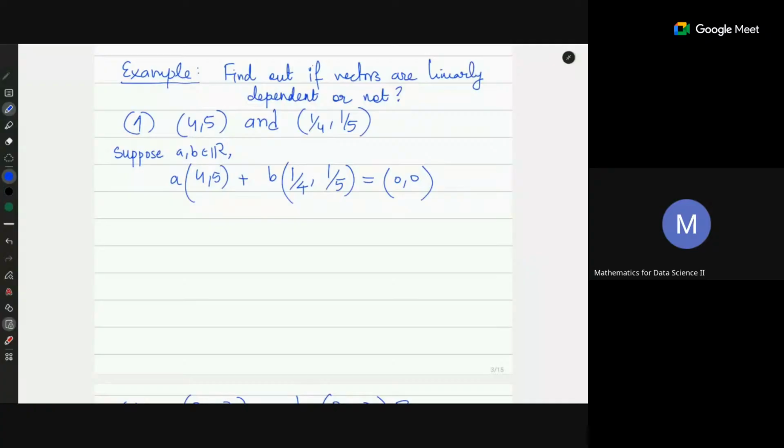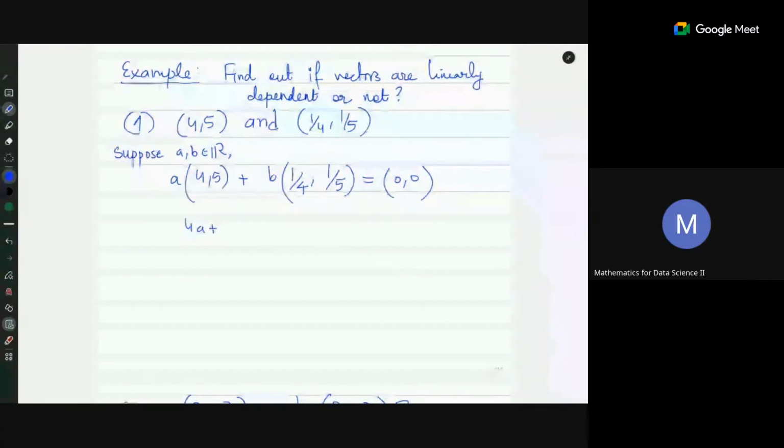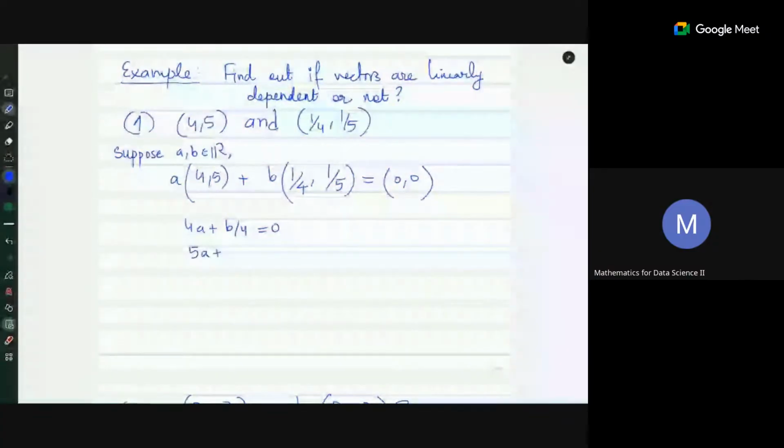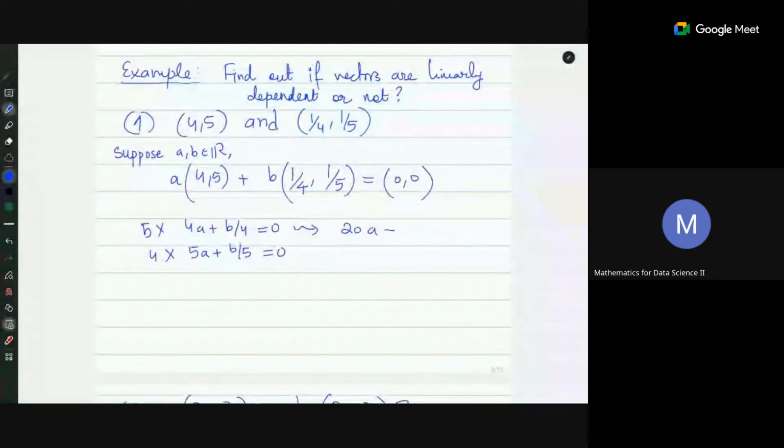So again, it will become a system of linear equations: 4A plus B by 4 equal to 0, and 5A plus B by 5 equal to 0. All right. Now, if you solve this, what will you get? So how do you solve that? You multiply 4 times this and 5 times this. Okay. So what will this give us? This will give us 20A plus 5B by 4, and 20A plus 4B by 5.